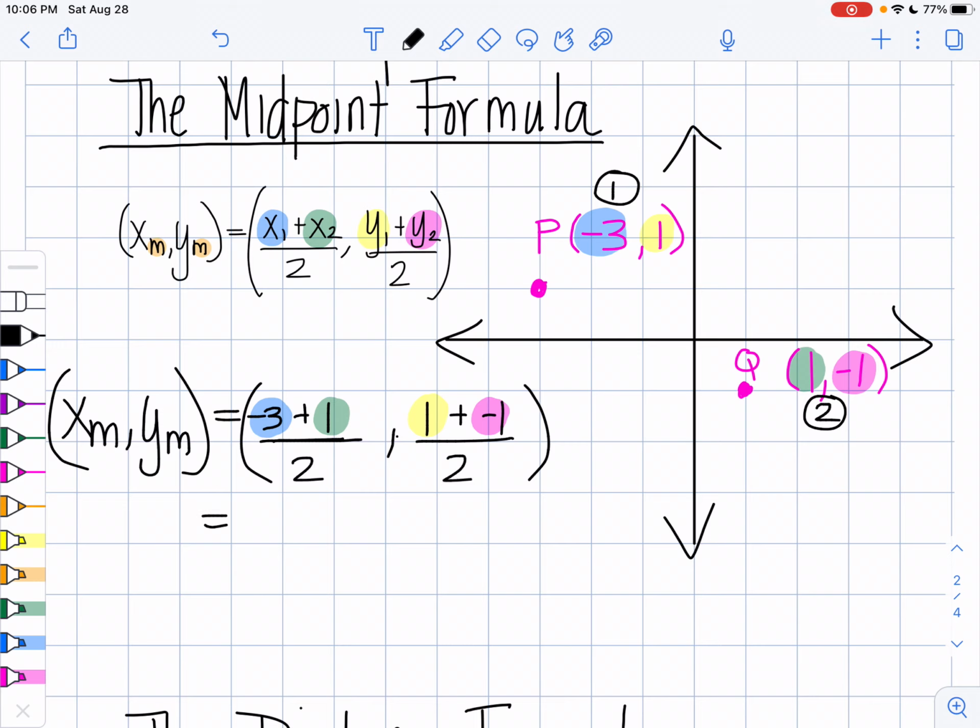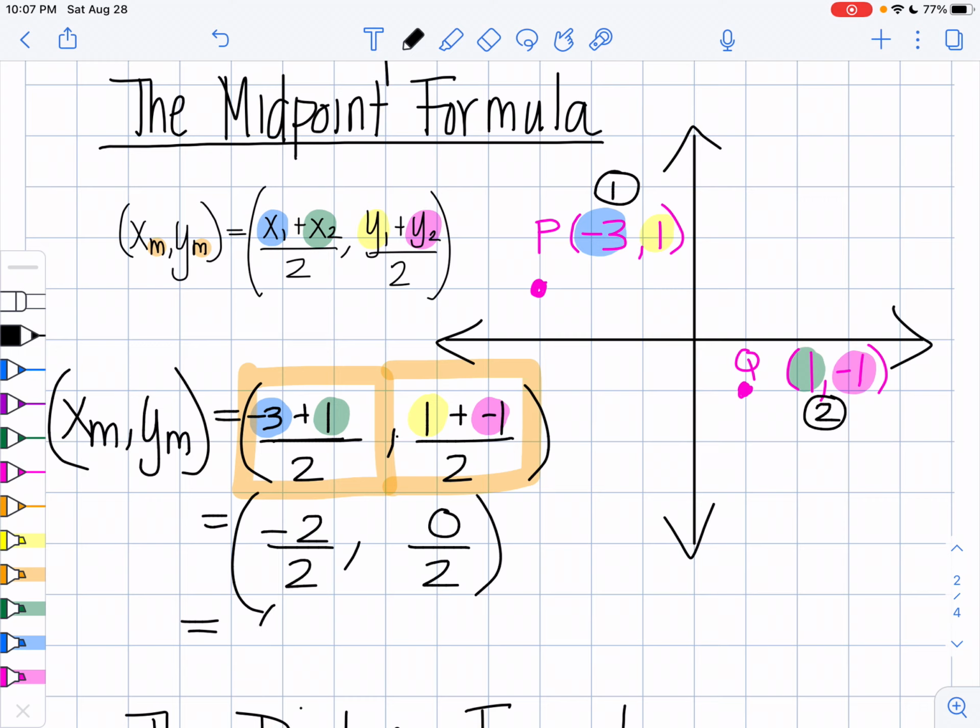Okay, now I mathematically figure this out. This and this are separate, so I'm figuring out here's one and here's the other. So on the left, -3 plus 1 is -2. On the right, 1 plus -1 is 0. Now I simplify. -2 divided by 2 is -1. 0 divided by 2 is 0. So my midpoint, my final answer, is -1, 0.